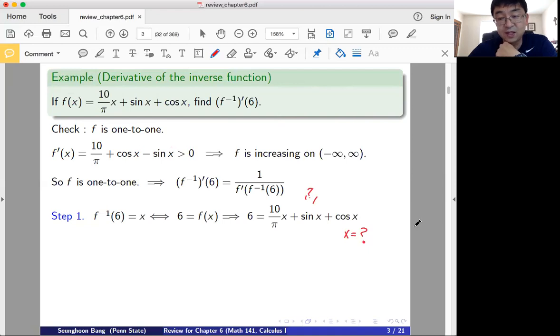So do you know what is x? You can guess the number. Pi over 2 is right. Yes, pi over 2. You can plug pi over 2 into x. So what happens? I want to check.